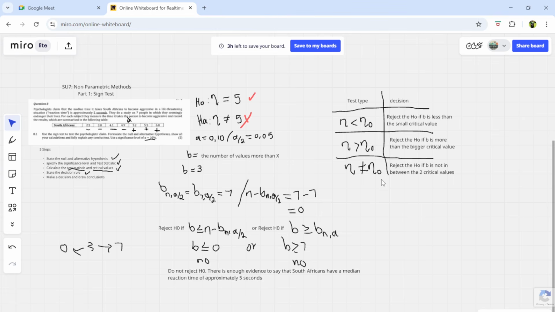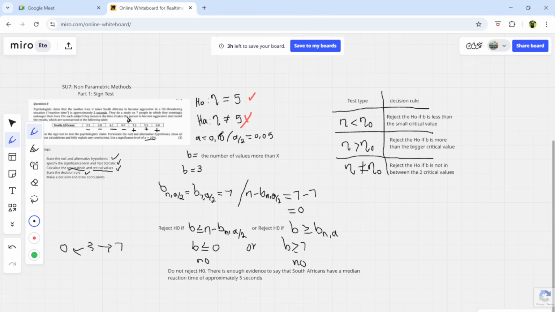So this is your alternative hypothesis, and this would be your decision rule. But don't write it like this. You should write it like this. This is just a way of making it easier for you guys to understand, but it's actually like this. So yeah, that is how you do the sign test.